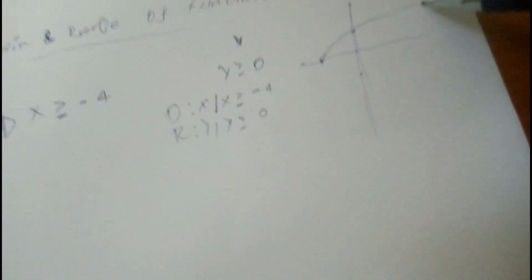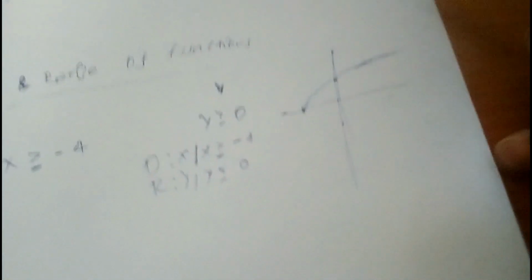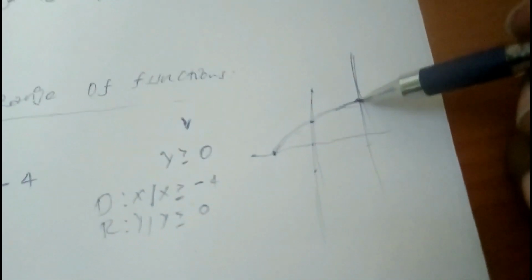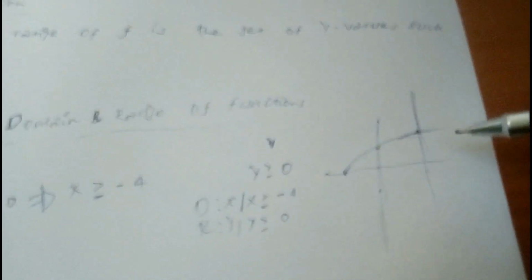From the vertical line test, we can check whether this graph is a function or not. If we draw any vertical line here, it touches the graph at exactly 1 point. So it's a function. This is our first example.